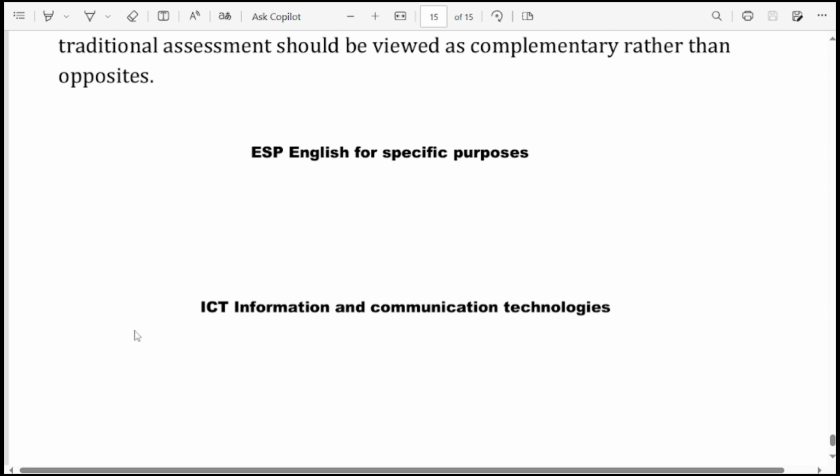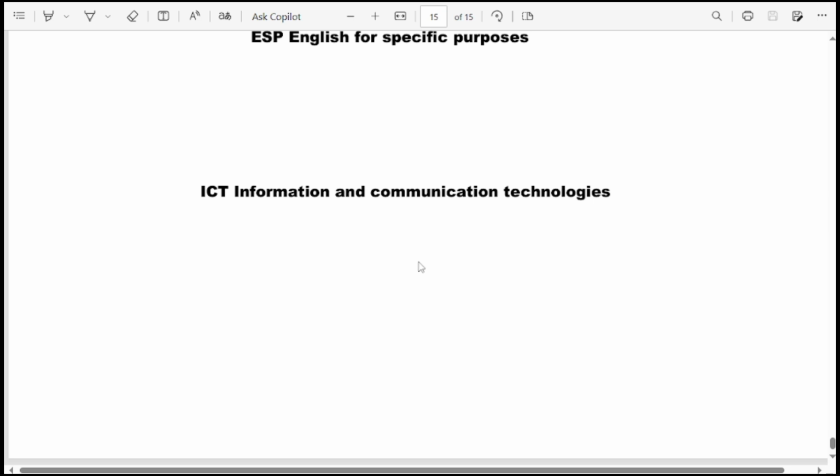ICT in general is about coordinating or integrating technologies while we are teaching, like projectors, mobile phones, laptops, etc. These are some types of information and communication technologies. In general, it is the integration.